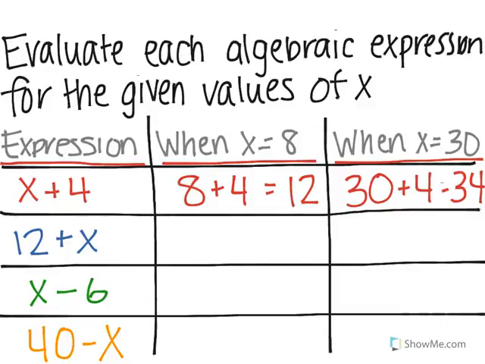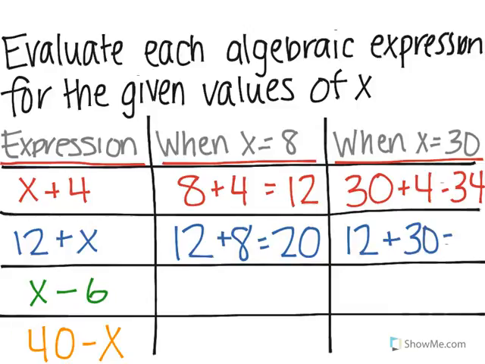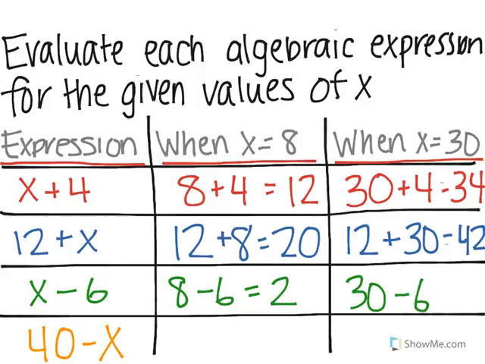Let's do 12 plus x. So I have 12 instead of x, we're going to put 8. That equals 20. When x equals 30, so we're going to have 12 instead of x, we're going to have 30 equals 42. Oh, barely fit it in. x minus 6. x is 8. 8 minus 6 is 2. And when x is 30, 30 minus 6 equals 24.